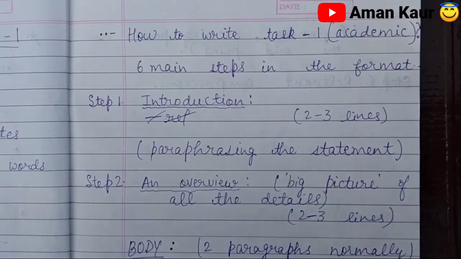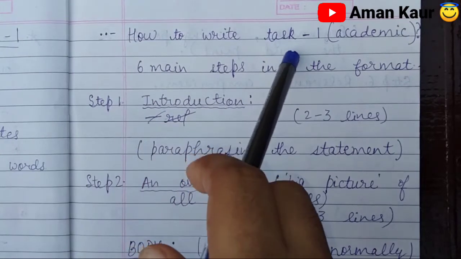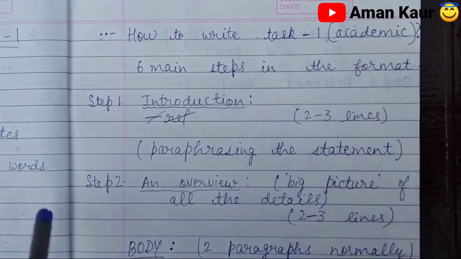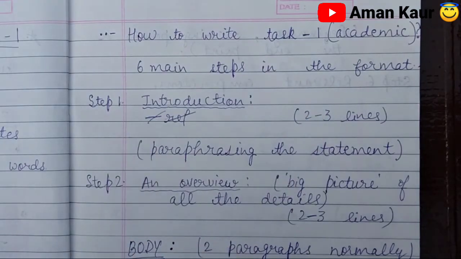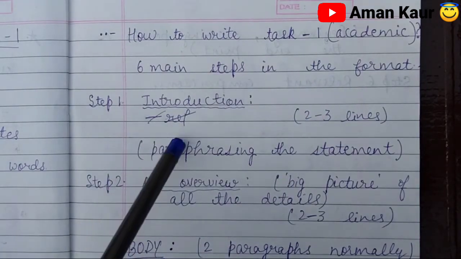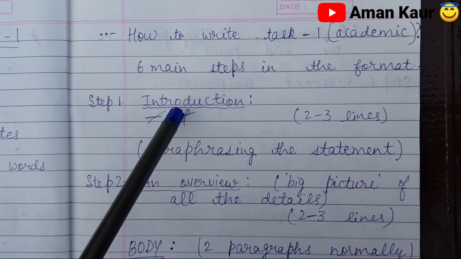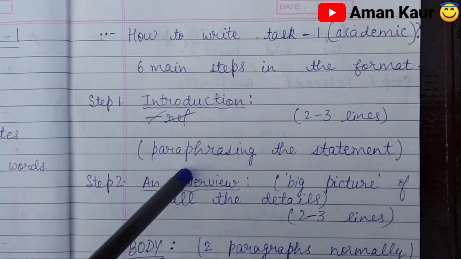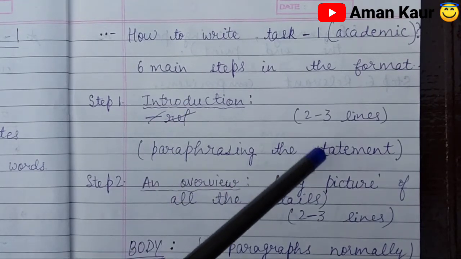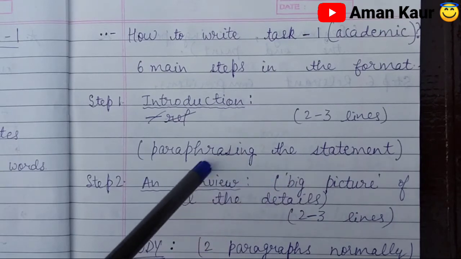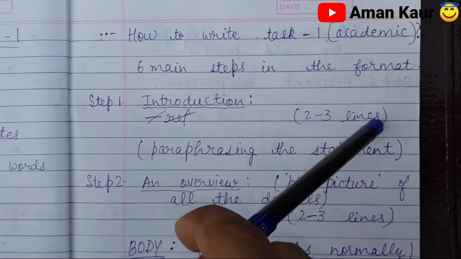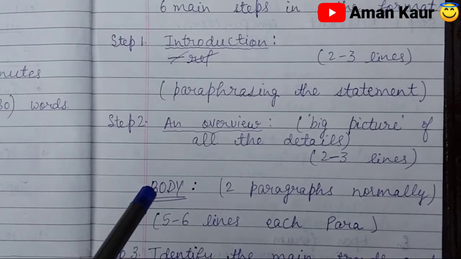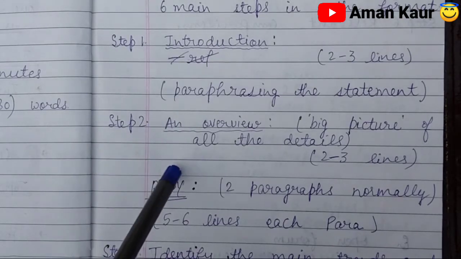Okay, so now let's discuss how to write Task 1 for Academic IELTS. There are 6 main steps in the format, the one which I told you before. The first one is introduction. What you have to do in the introduction is paraphrase the statement. You have to write this given statement in your own words in 2 to 3 lines. Do not copy the same statement because it will not be counted.